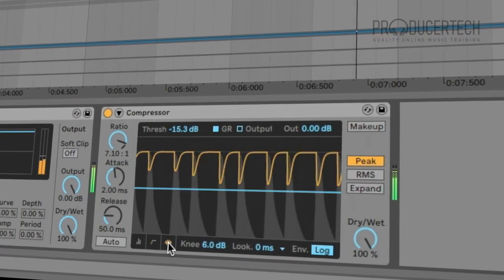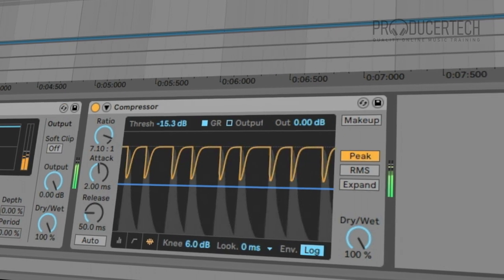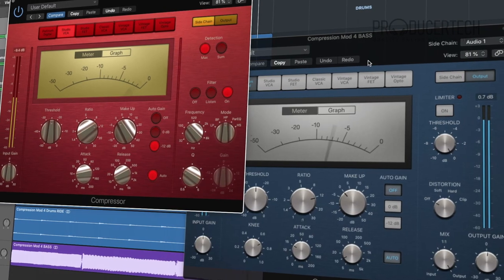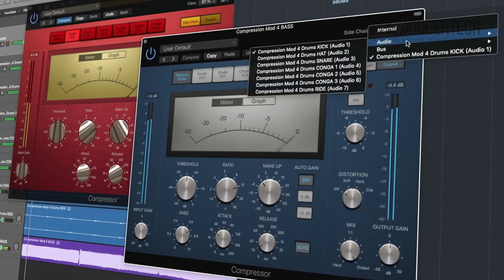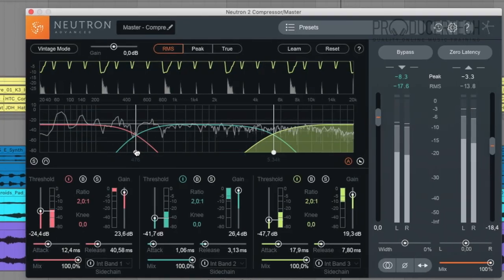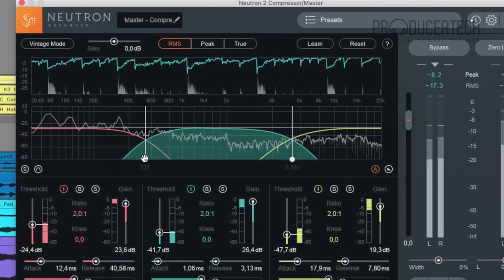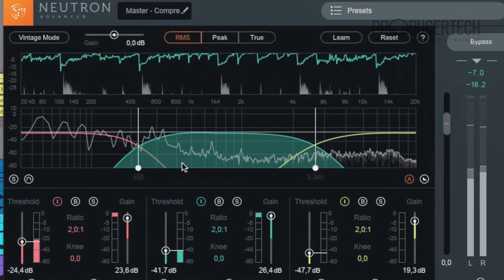In addition to giving you a firm grasp on the basics, there are also lessons looking at more advanced areas like sidechain EQ, peak and RMS detection, parallel and multiband compression, and much more, all of which is shown with a number of different DAW and third-party compressors.